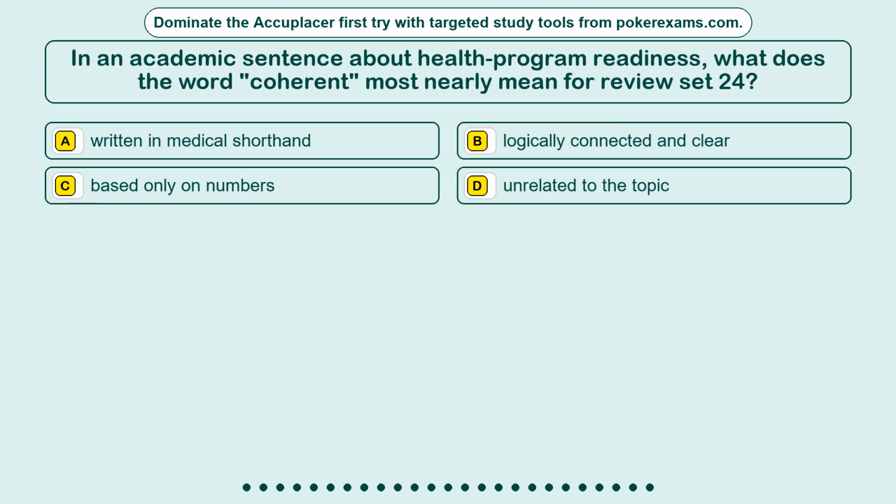Question 15. In an academic sentence about health program readiness, what does the word coherent most nearly mean for review set 24? Option A, written in medical shorthand. Option B, logically connected and clear. Option C, based only on numbers. Option D, unrelated to the topic.